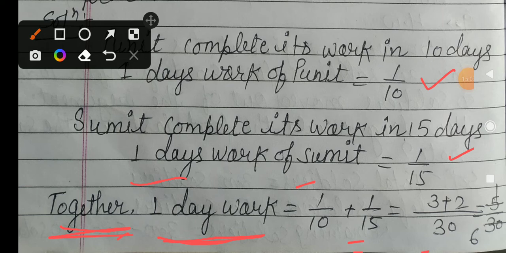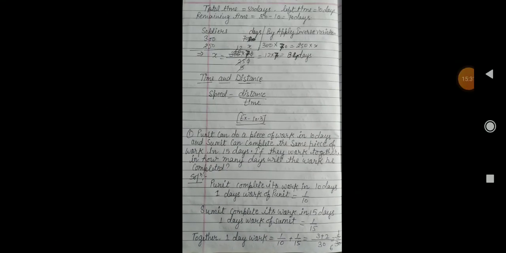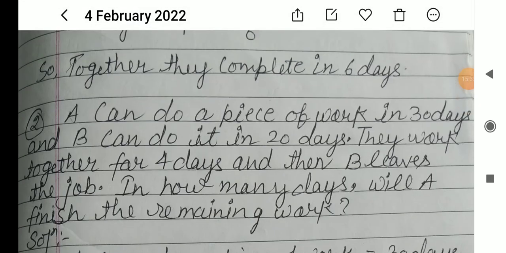So 10 times 3 is 30, 15 times 2 is 30, so that means 3 plus 2, the value is 5 upon 30. And 5 ones are 5, 5 sixes are 30, so that value is converted to 1 upon 6 part. So if they work together, they will complete the 1 upon 6 part of that work. Okay, now we have to convert it into days.